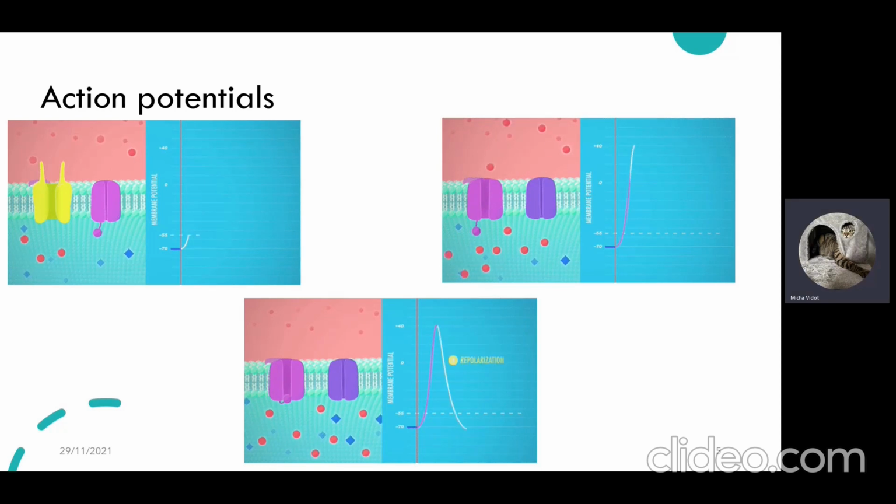For a second, what you'll notice is that it slightly overshoots that -70 millivolt, and this is because the potassium channels can't close quick enough, and this is basically the refractory period. So in this point, you won't be able to start another action potential until it gets back to its -70 millivolt area.